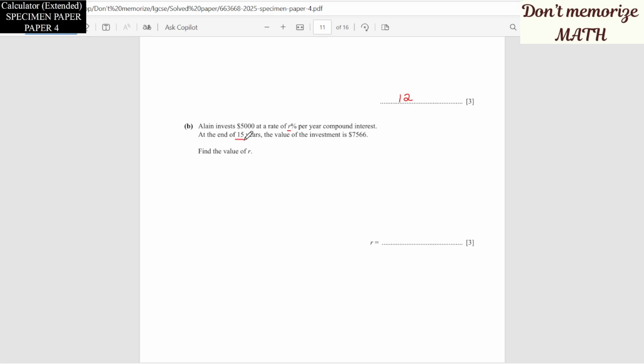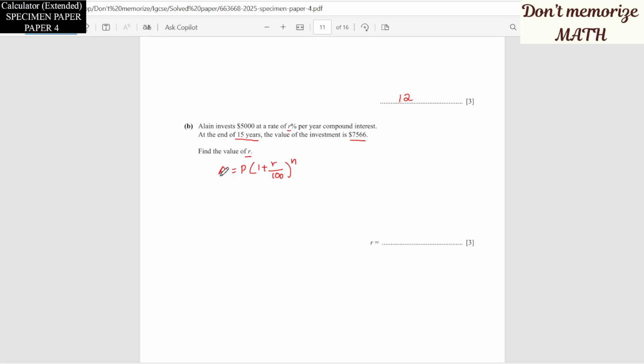At the end of 15 years, the value of the investment is 7566. Find the value of R. Direct question, but we just need to rearrange the equation. So first I will write the equation for compound interest. A is equal to P times (1 plus R over 100) raised to n.